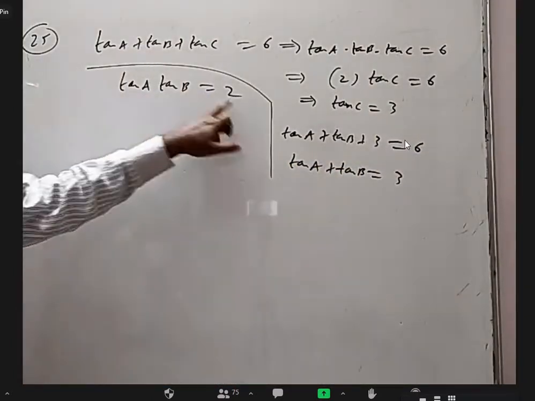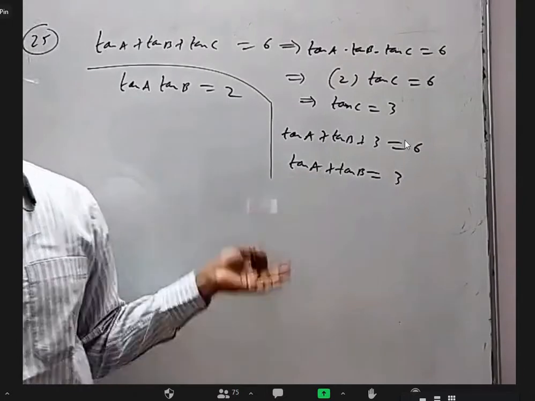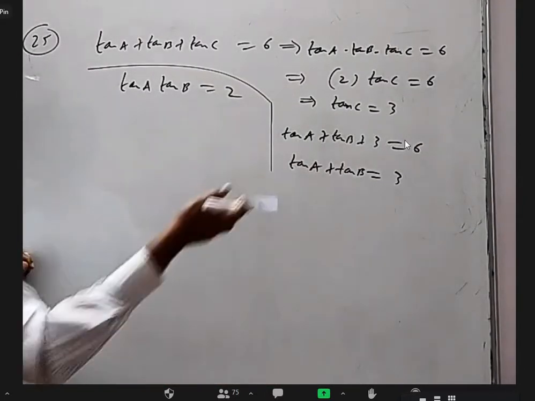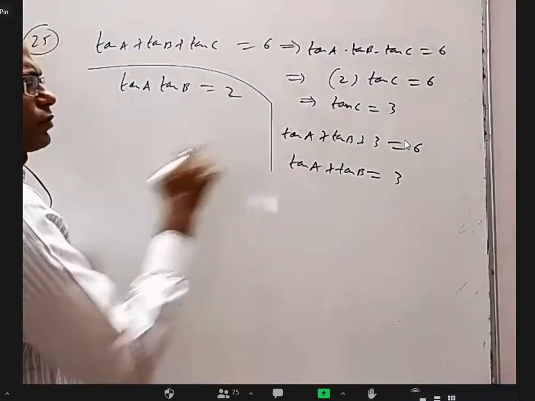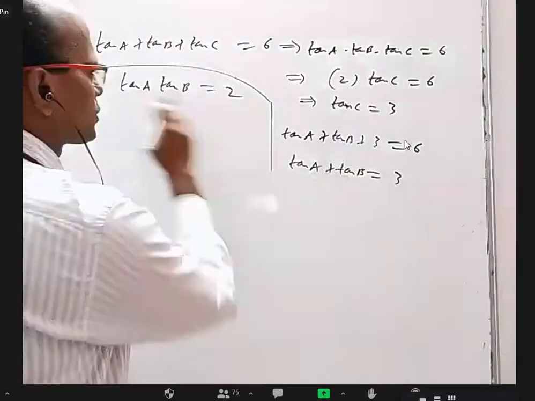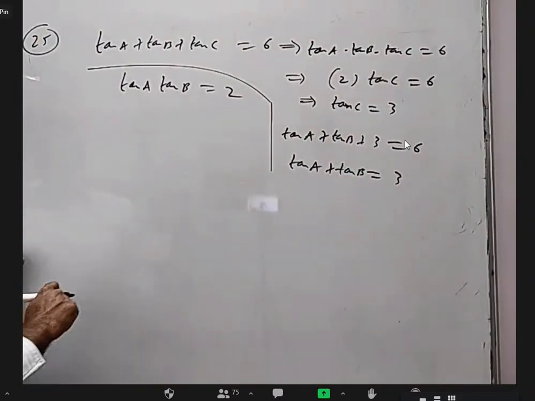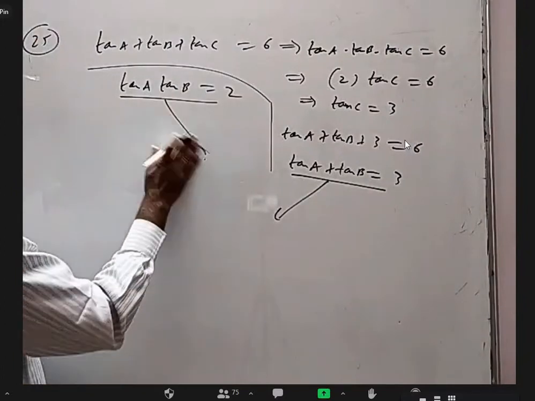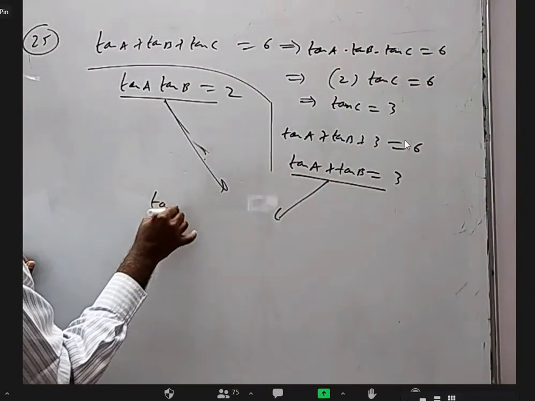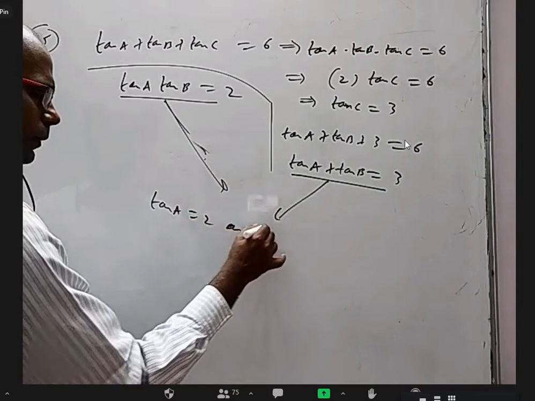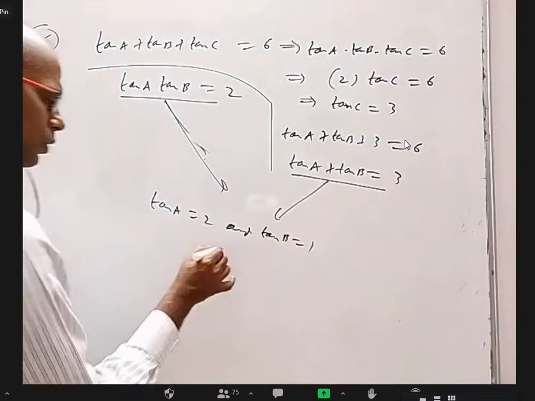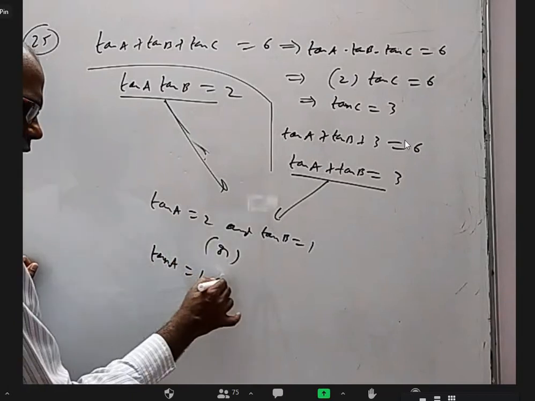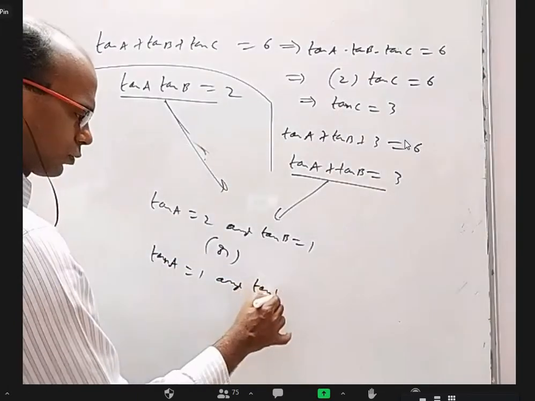The product of two numbers is 2 and their sum is 3, which means one of them is 1 and one of them is 2. You can easily guess it. If you want to prove it, you have to form a quadratic equation with sum of the roots and product of the roots. I am directly writing, not writing the steps, that tan A equals 2 and tan B equals 1, or tan A equals 1 and tan B equals 2.